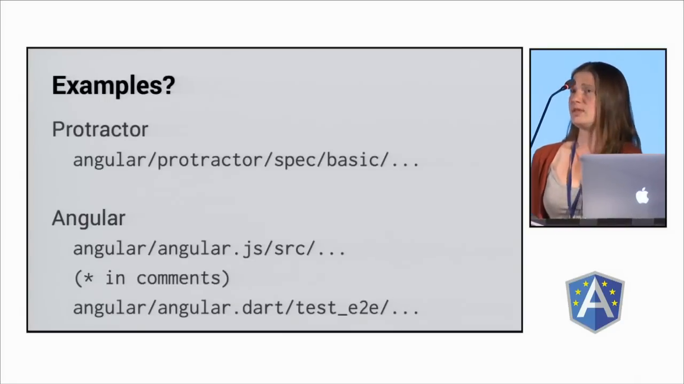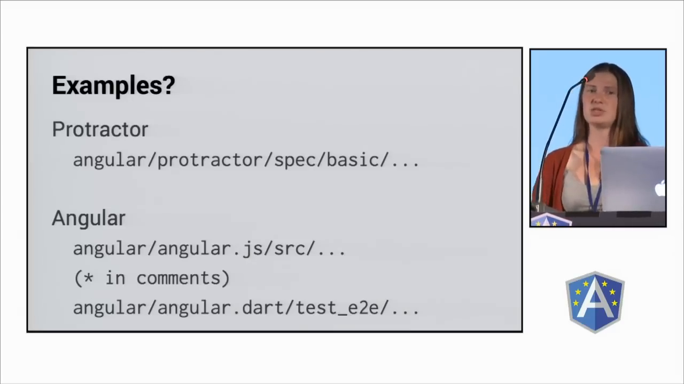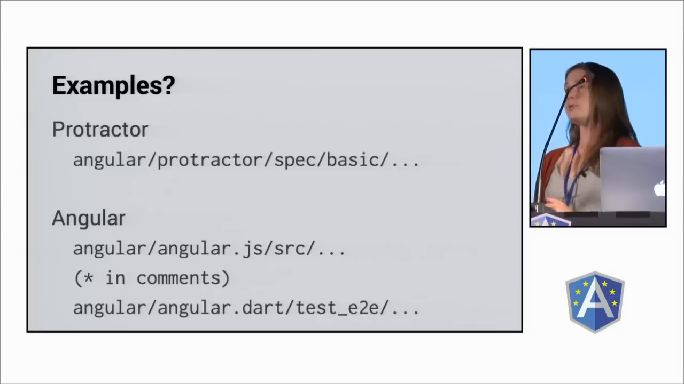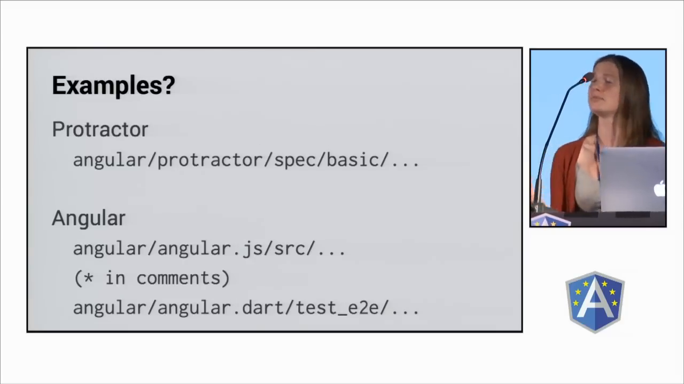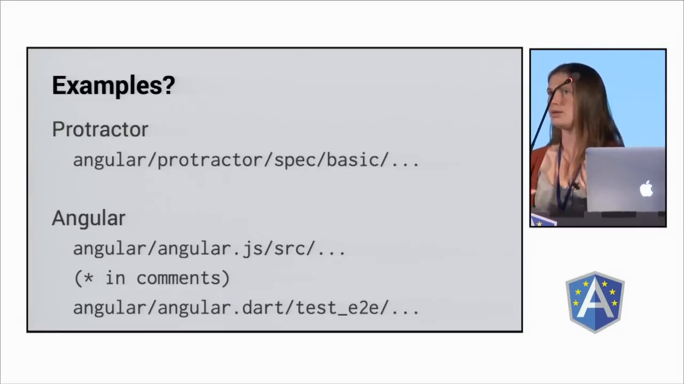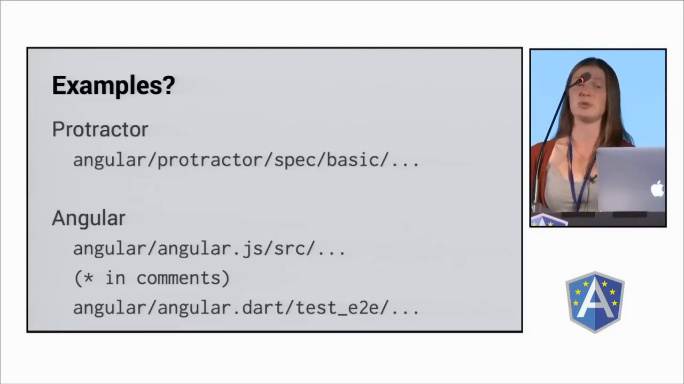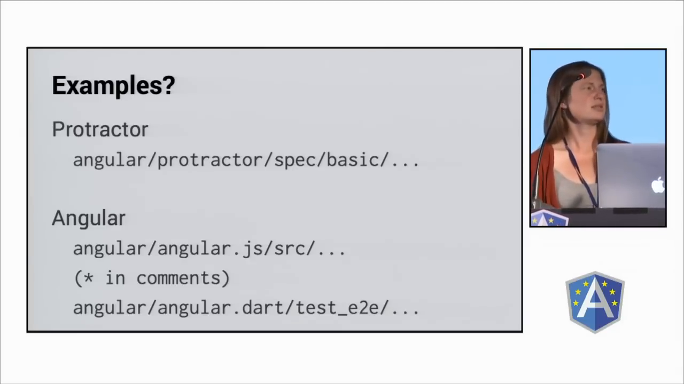If you want some examples, I think examples of tests are the best way to learn. Protractor has its own test suite, which is under our repository in spec-basic. And this has a bunch of examples of all of those functions that the element function will give you, as well as different ways of locating items and how to interact with other aspects of the browser. And Chirayu, where are Angular's end-to-end tests?